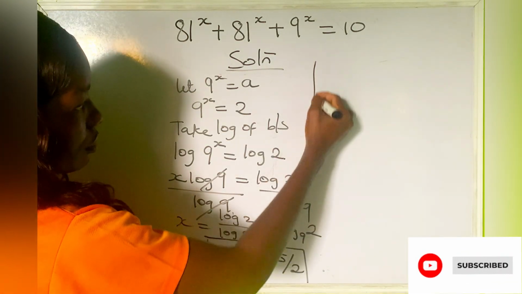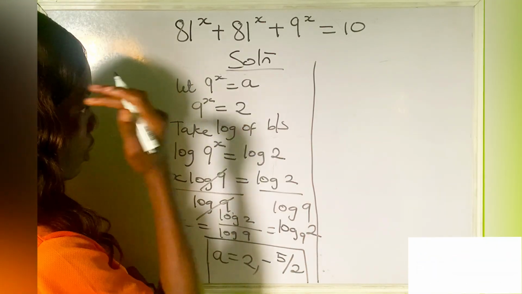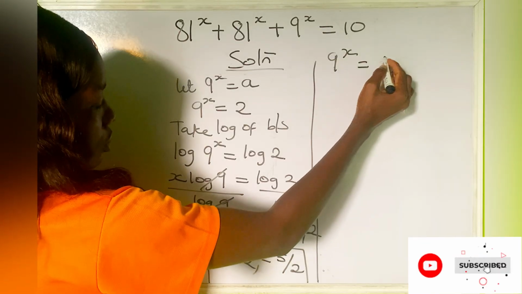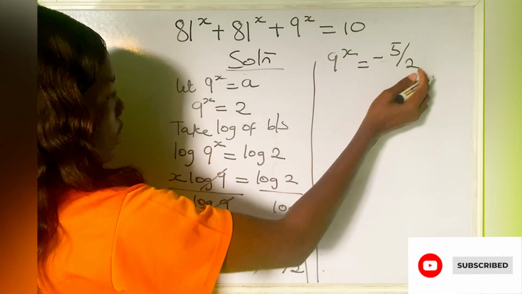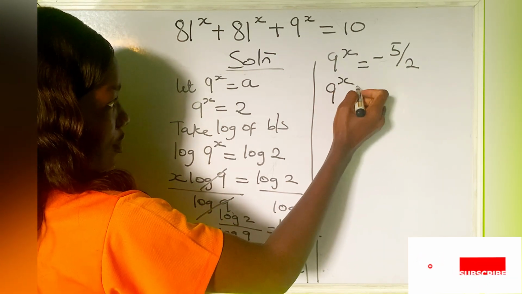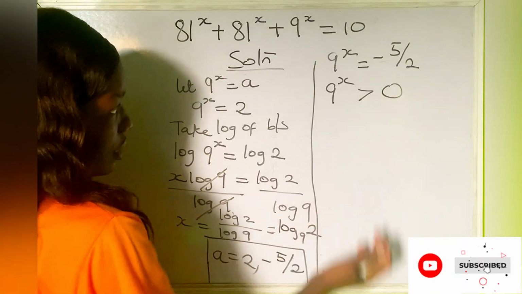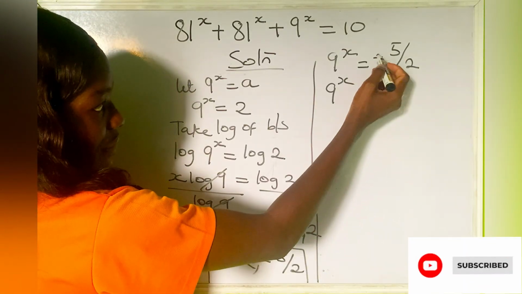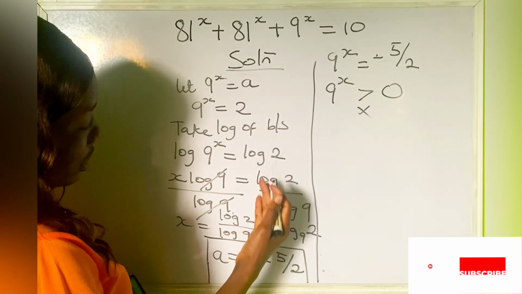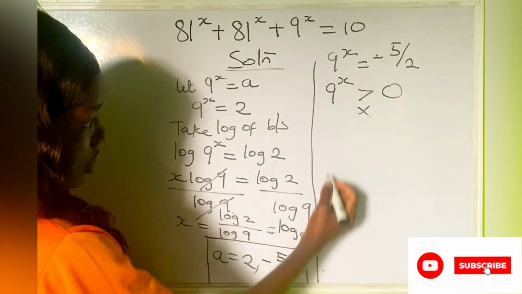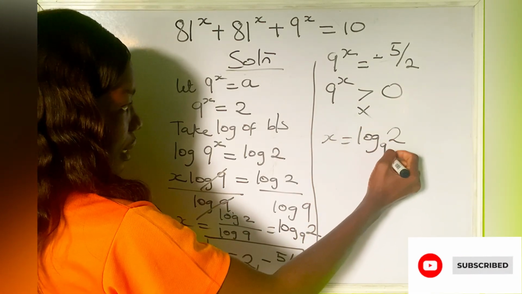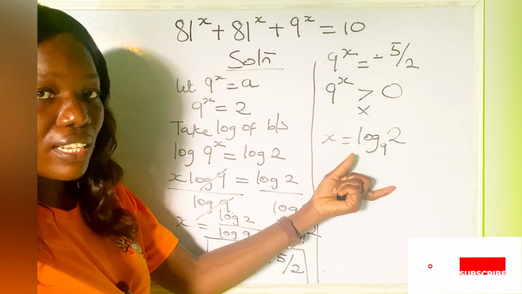Now we have 9 to the power of x is equal to minus 5 over 2. Because we have this as negative 5 over 2, remember that for us to find the value of x, it needs to be greater than 0. So at this point, we can't solve anything because we have a negative sign here. So this does not work. So we'll be making our assumptions. We will say that our x is equal to log 2 base 9. This is what we'll be working with. So now, this is our final answer for this equation.